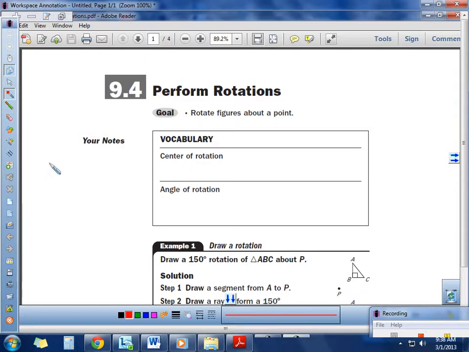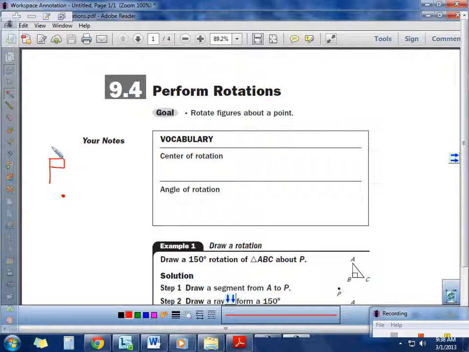Say I have this shape, and maybe it's like a flag. So there's a basic flag, and I want to rotate that flag. Well, I can rotate it about a fixed point, and I can put the point anywhere I want. But whenever I do place that point, that becomes my center of rotation. So the center of rotation is the point which the shape, or the figure, rotates around.